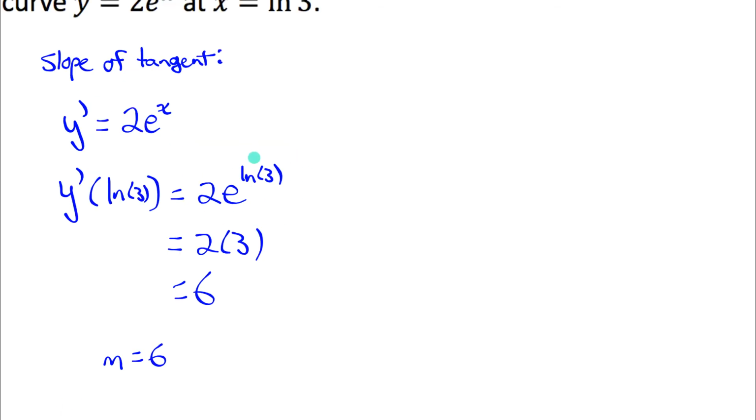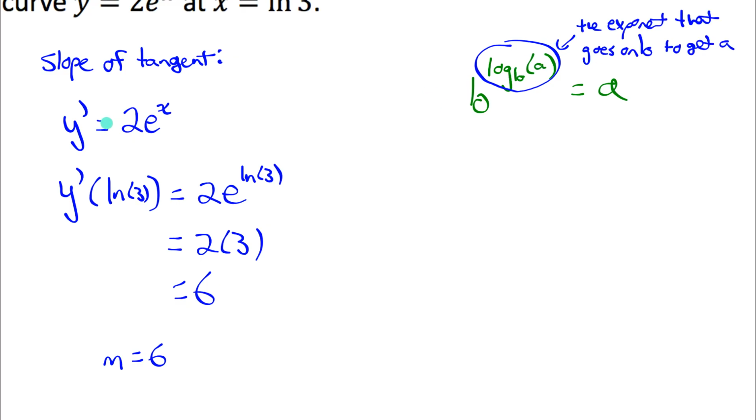And you might be saying, well, hold on, why is e to the power of ln 3 just 3? Well, hopefully you remember the rule b to the power of log base b of a is just equal to a. Because what's this really asking? The exponent is a logarithm, and that logarithm evaluates what exponent goes on b to get a. So what happens if we put that exponent on b? We, of course, get a.